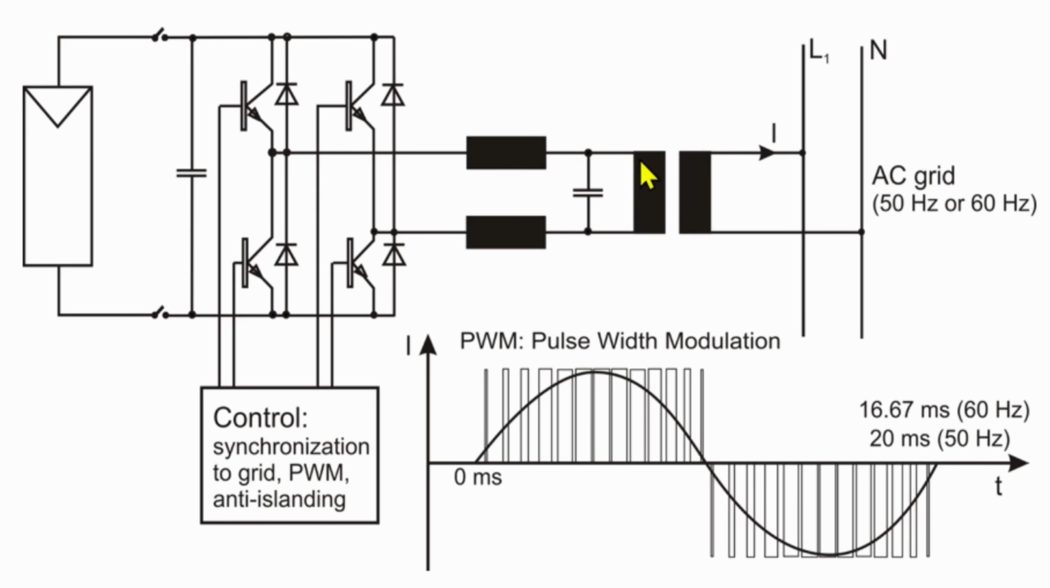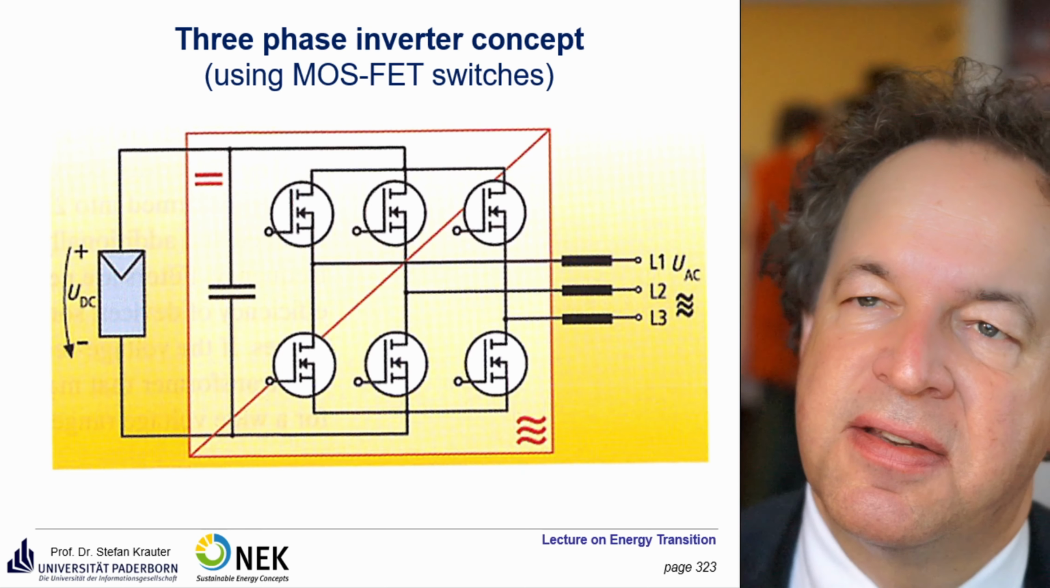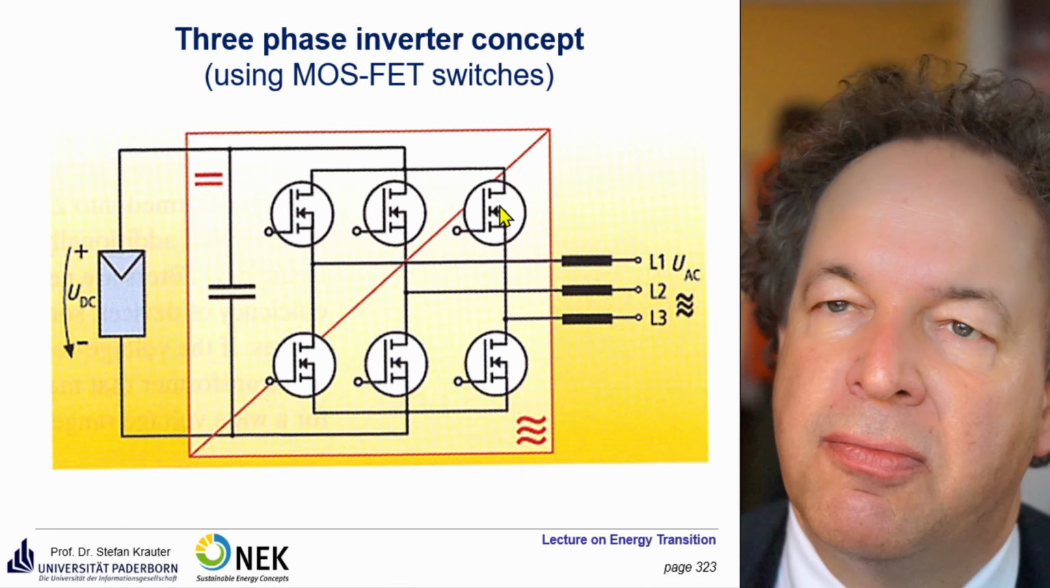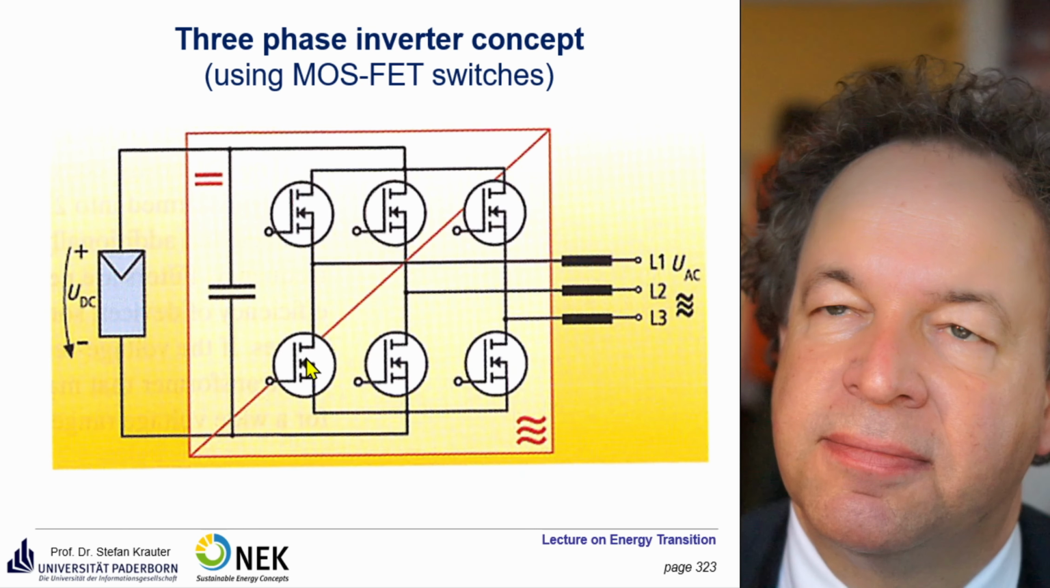This is a transformer. Usually, in order to save costs, it's not so frequently used anymore, and you just operate directly with the grid voltage. So you can avoid the cost of the transformer. This is for a 3-phase system, which works similarly, only with 6 switches. So always a switch for the positive and for the negative part.